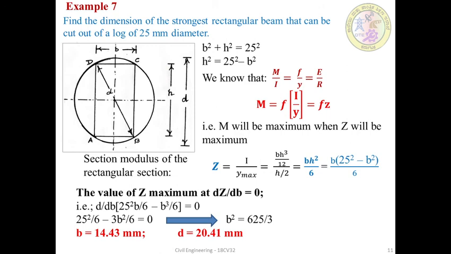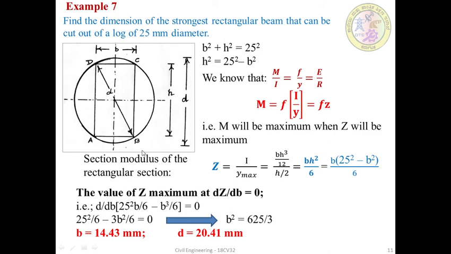Next example: find the dimension of the strongest rectangular section beam that can be cut from a log of 25 mm diameter. So here the value of the diameter is given. We have to find the strongest rectangular section that can be cut from the circular log. Consider ABCD as the strongest rectangular section symmetrically placed in the circular log of diameter d.